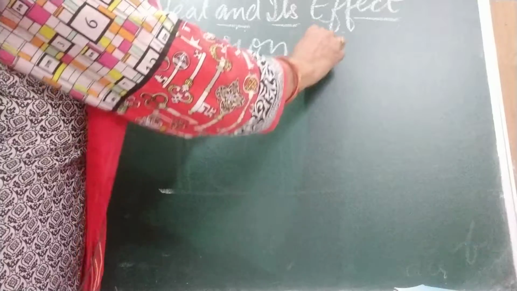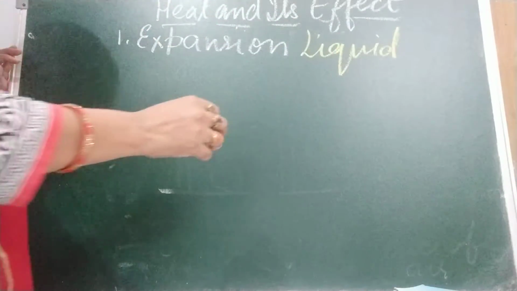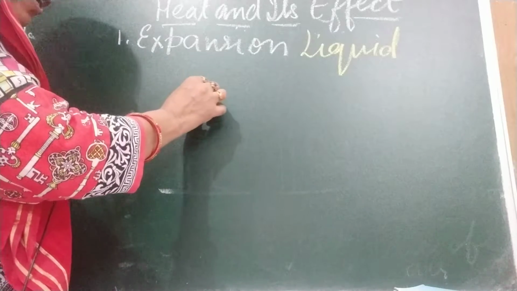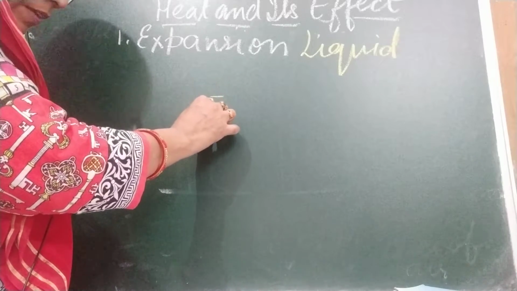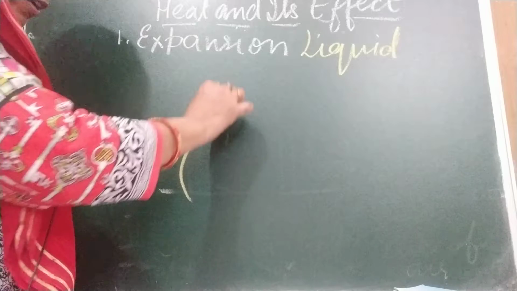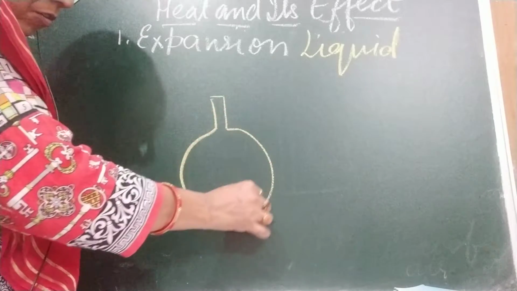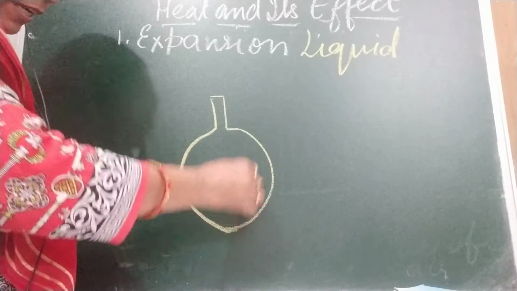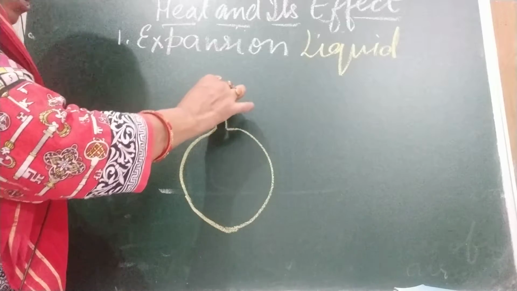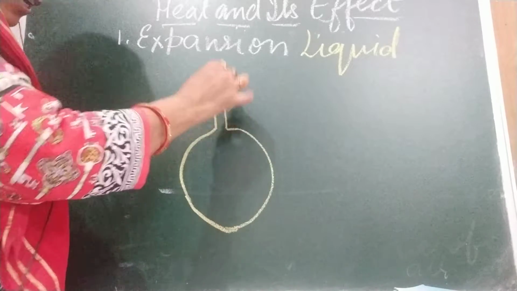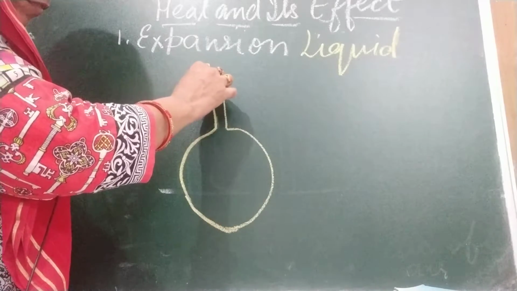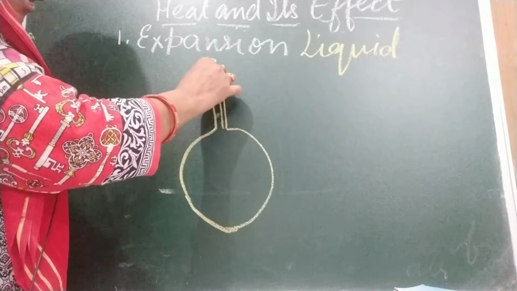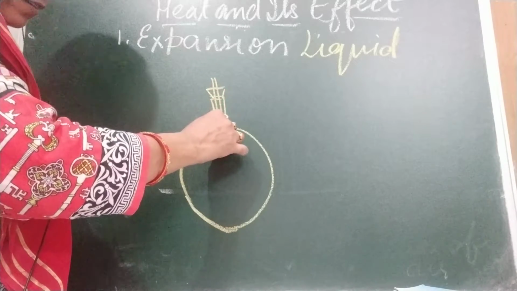Expansion in liquids. What we will do, we will take a round bottom flask. This is the round bottom flask. We will put the cork here, and we will fix one glass pipe in it.